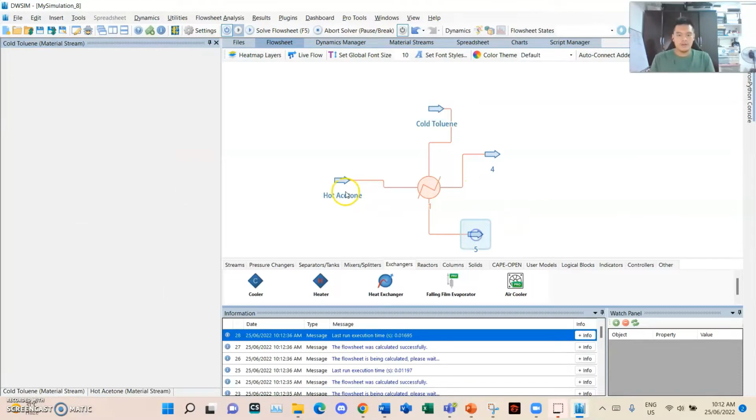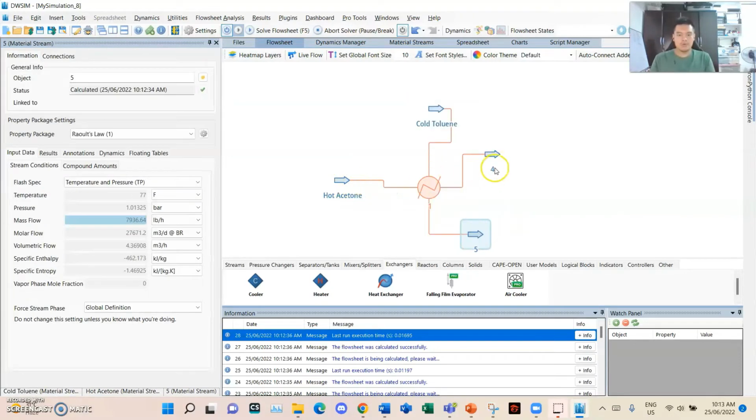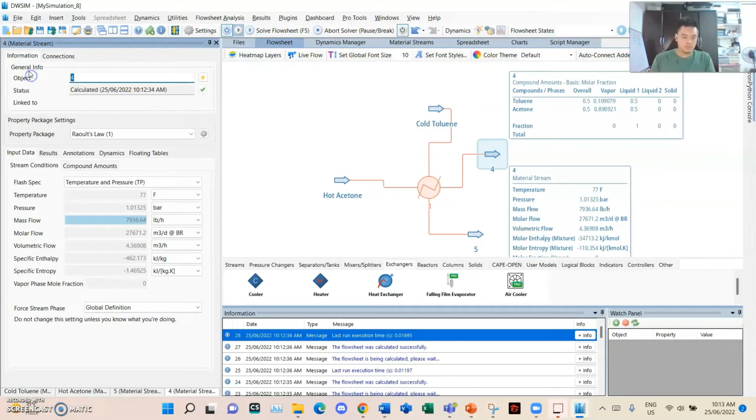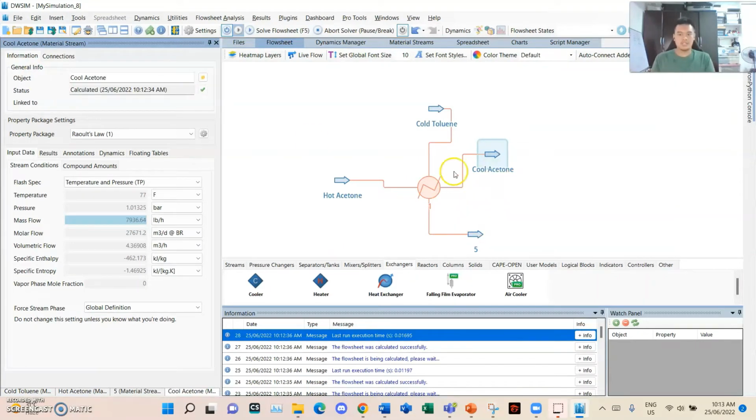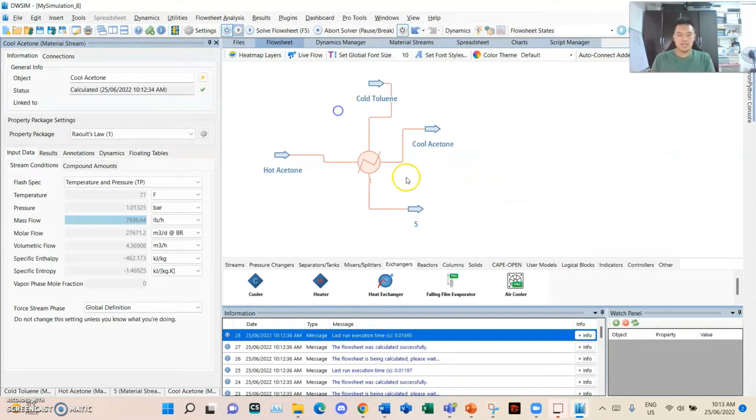And hot comes in contact with cold, it becomes cool. So we'll call here cool acetone. That's the outlet. And cold that comes in contact with hot becomes warm. So we'll call this warm toluene. And we need to specify our inlet conditions.